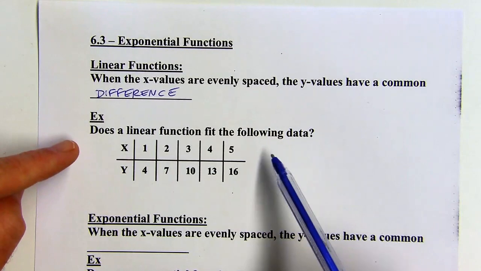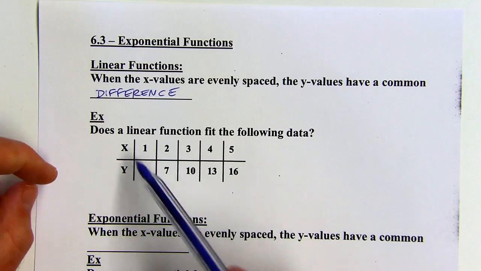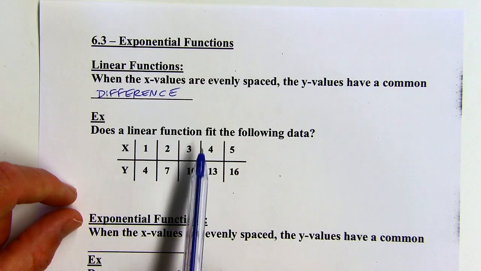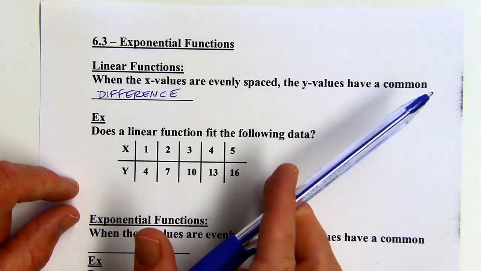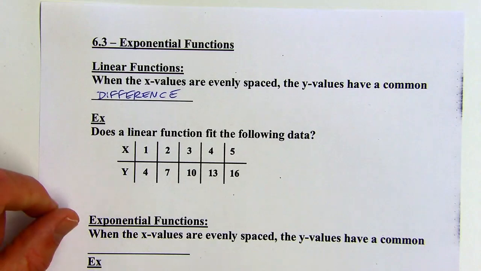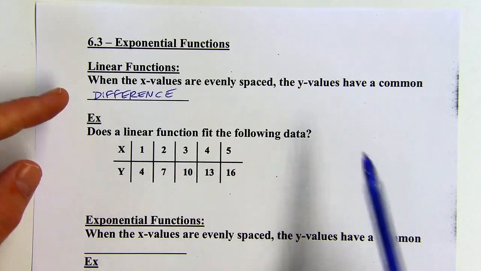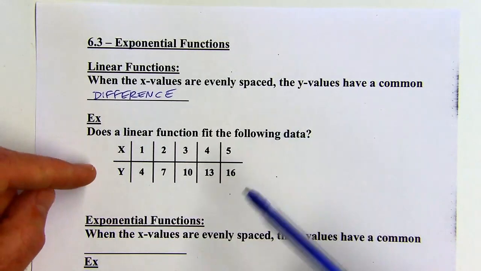This says, does a linear function fit the following data? So if I plotted all of these xy pairs, if I plotted 1, 4, and 2, 7, and 3, 10, and so forth, would they all line up on a straight line, in other words? Okay, and you could graph them, but you can also do a little test by looking at the differences.